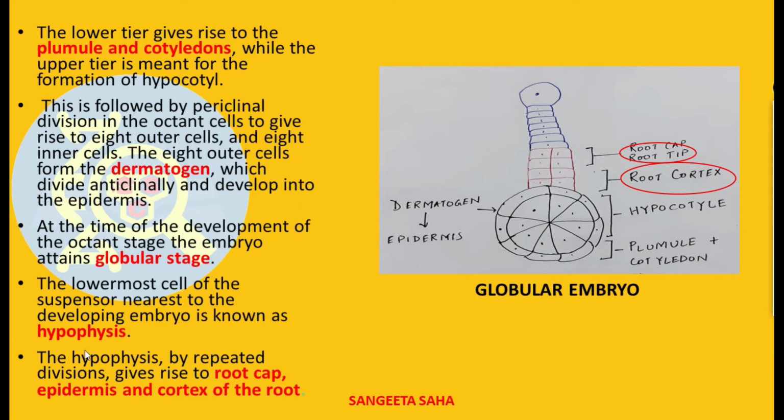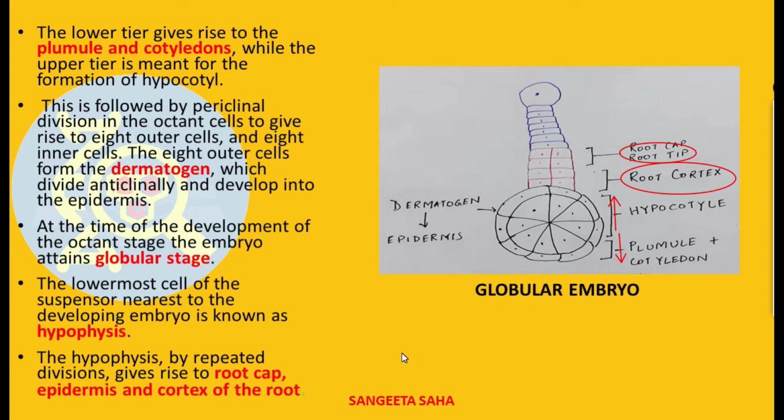Now, let us talk about the cells of the pro-embryo. The lower part of the pro-embryo, that is half of the cells of the pro-embryo, this part, will give rise to hypocotyl, and half of the cells towards the chalaza, this part, will give rise to plumule and the cotyledon.